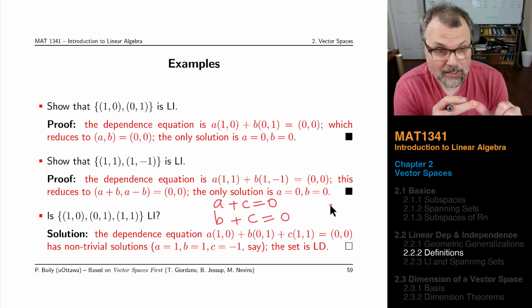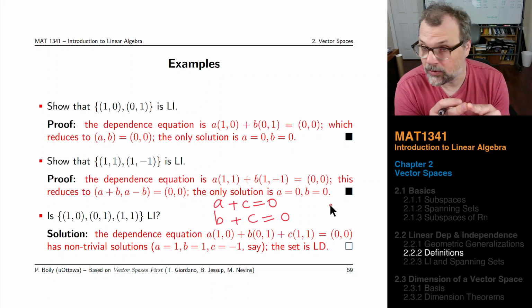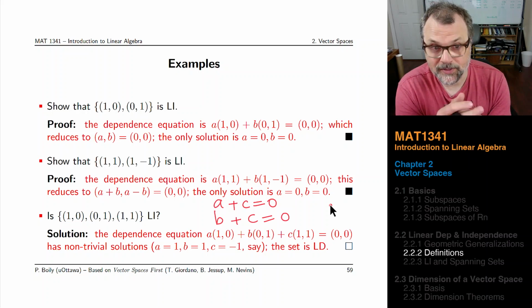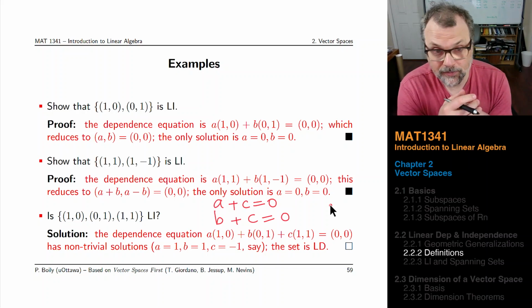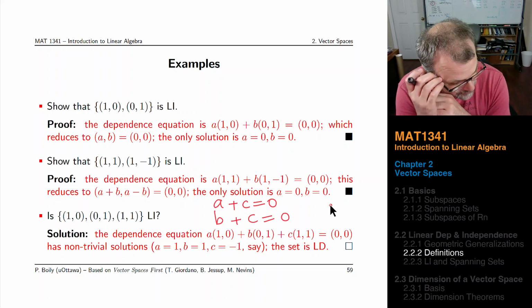Let a and b both be equal to 1 and c equal to minus 1. In that case, a plus c is 0 because 1 minus 1 is 0. B plus c is also 0. And so you have a non-trivial solution here, right? At least one of those is not 0. The set is linearly dependent.